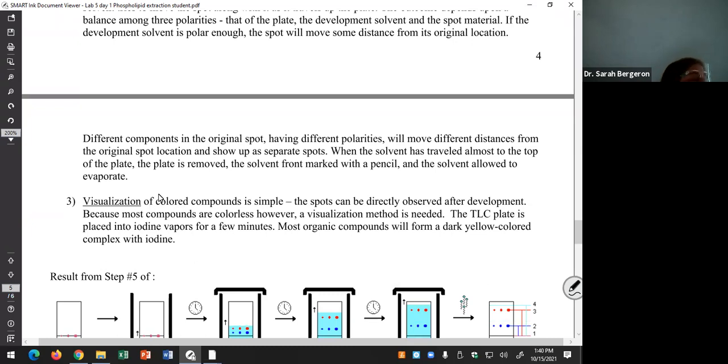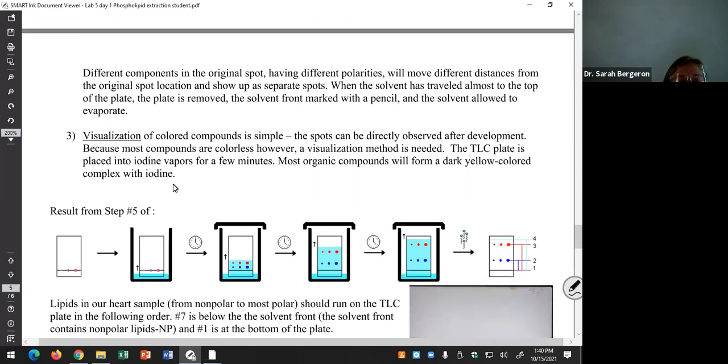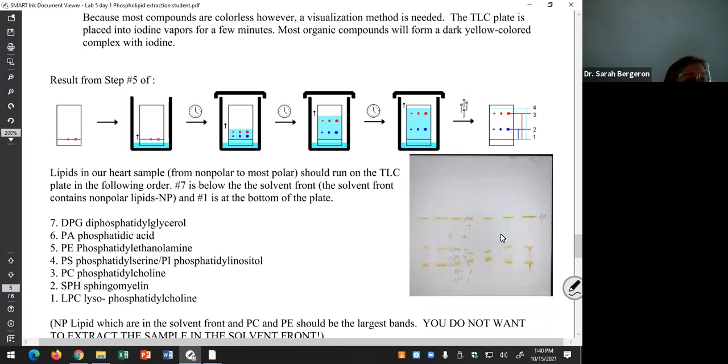And the very end is to visualize what's there. So we're going to incubate our plates with iodine, and the iodine is going to have a reaction with the lipids, and you'll be able to see them as a dark yellow spot. So this is basically what you'll see at the end of the experiment. This is somebody from, I don't know what semester. I was like, oh, I need a picture of that. And so we just took a picture of their sample.